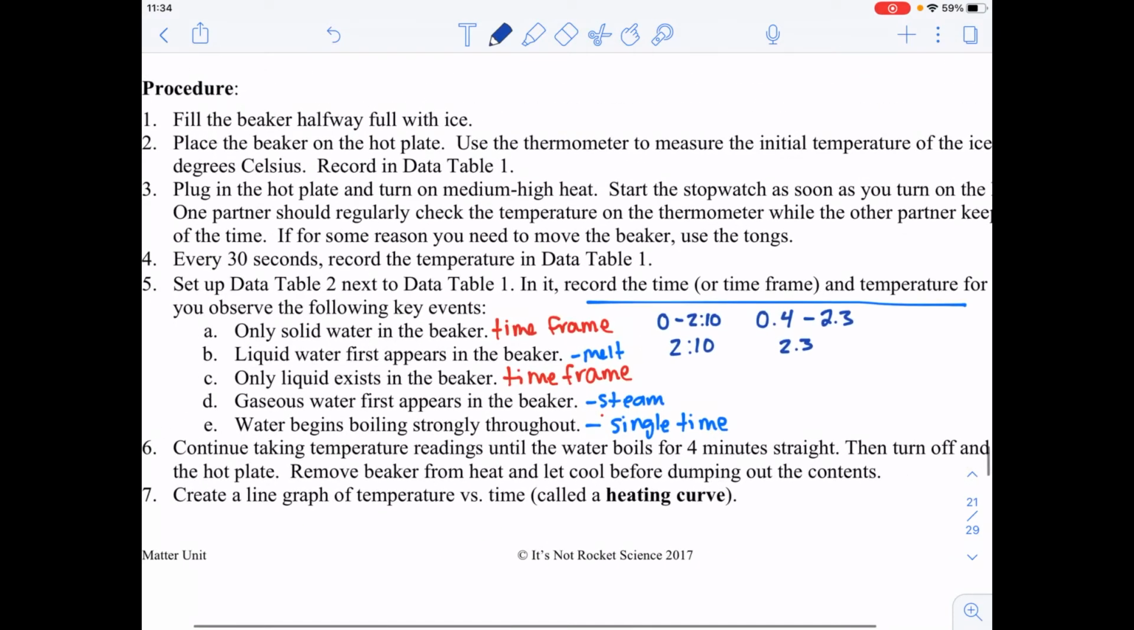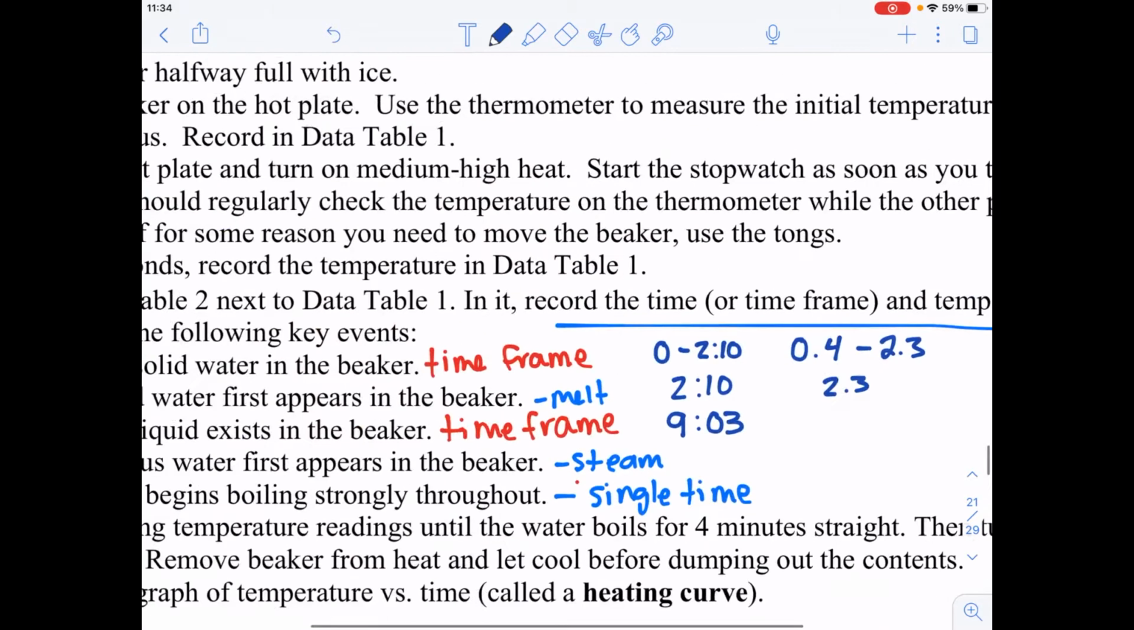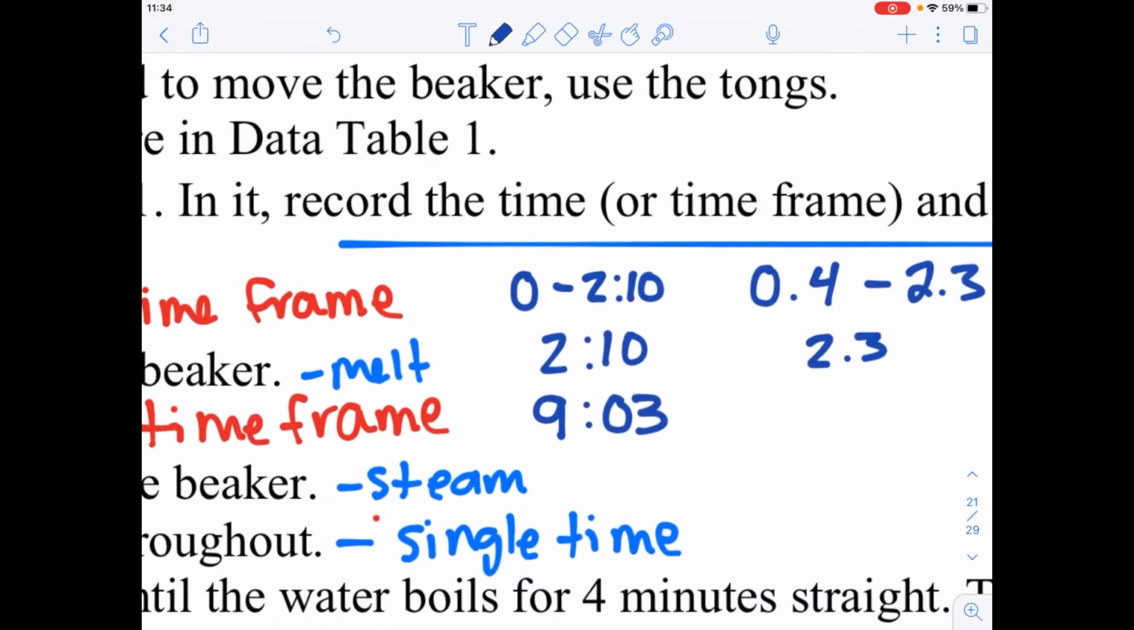Okay. And then now letter C, again, these are just hypothetical. Only liquid exists in the beaker. So this is going to be when all the ice melts, right? Let's say that's at 9 minutes and 3 seconds. So at 9:03, that would technically be where all of the liquid exists in there. And this is actually going to stay this way for quite a while. So this will also be a time frame.